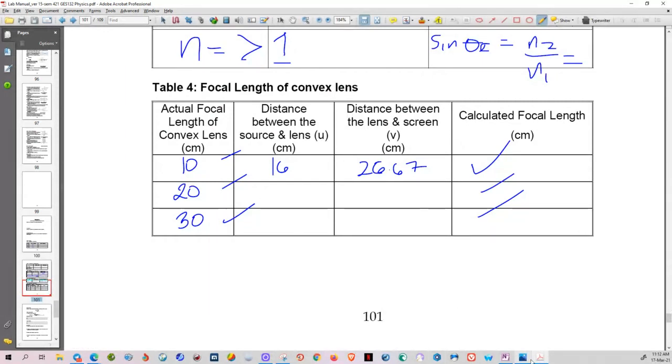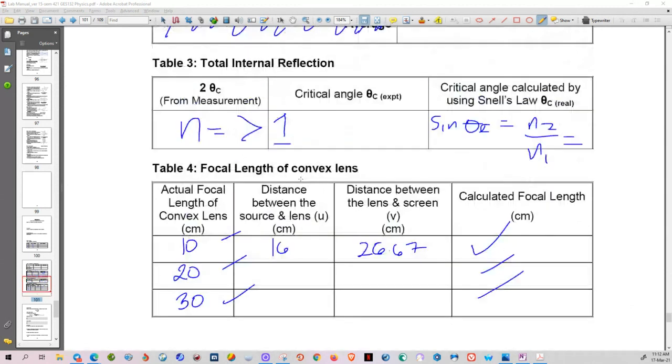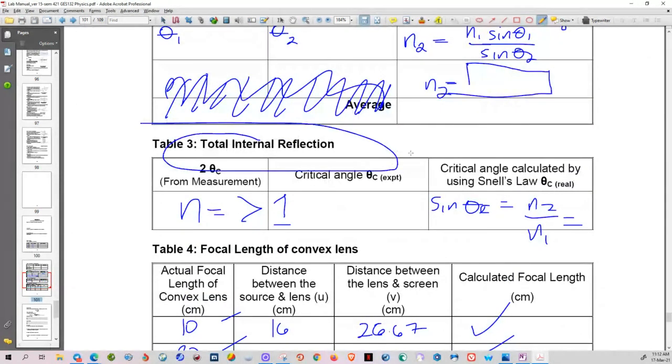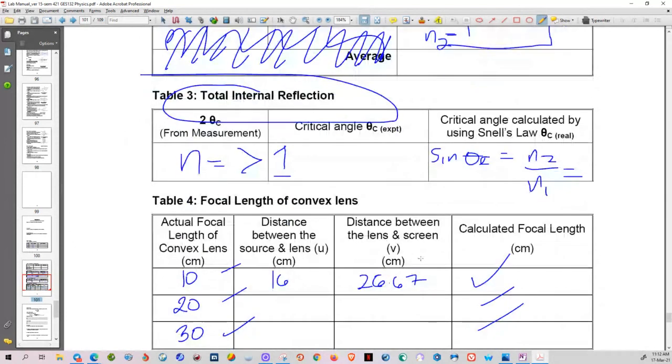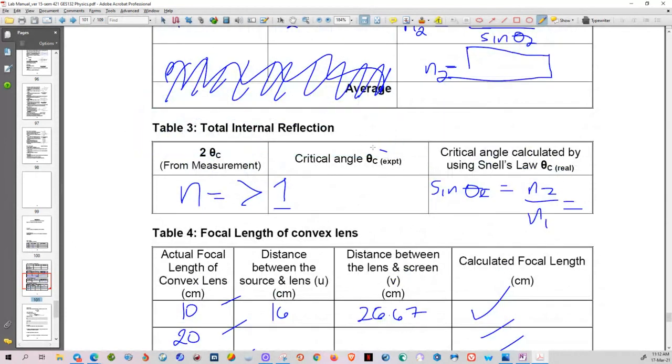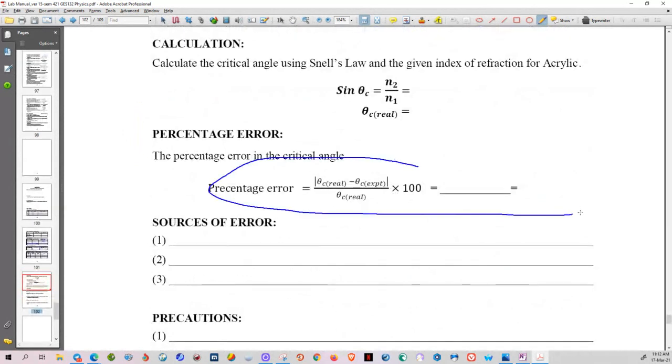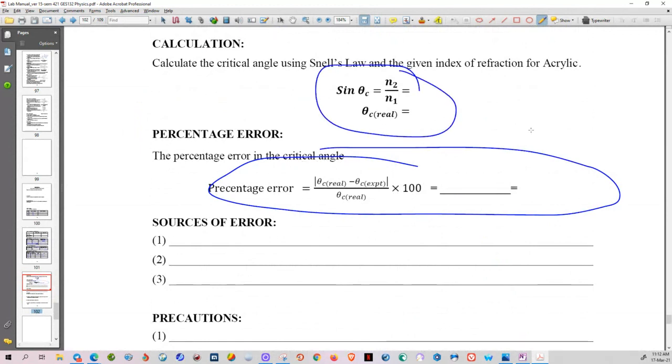Finally, I forgot to discuss one application, which is very nice. If we go back to total internal reflection, why? Because in total internal reflection, you have to do some calculation. You have the critical angle by experiment, and you have the critical angle real. You will do the percentage error from table 3, from the critical angle. This calculation, you have to show only the substitute. What's the substitute here? Simple. We already did this calculation, remember? We know that N2 is air, so this is equal to 1 over, what is N1? Glass, okay? For example, glass is maybe 1.7, for example only, okay?